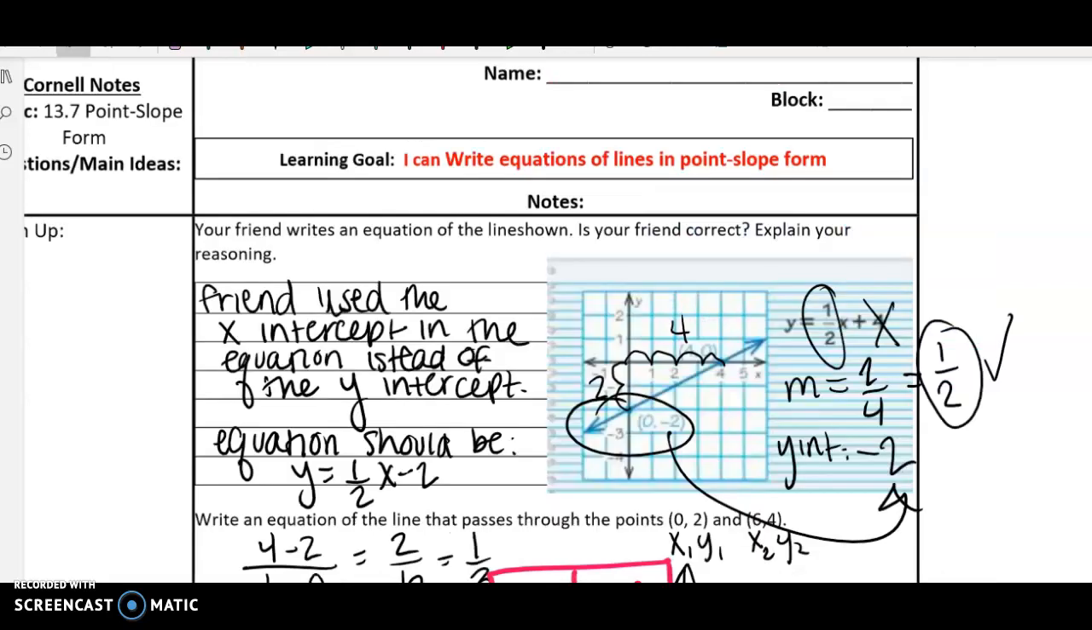So you can see from my work that the friend used the x-intercept, so they used this point in the equation instead of the y-intercept. So they got the slope right, which was 1/2, but what they didn't do was look at the correct y-intercept, which should have been -2. So the equation should have been y equals 1/2 x minus 2.